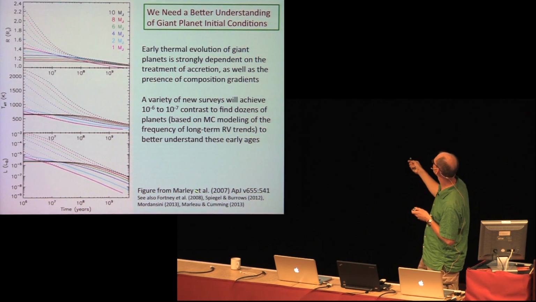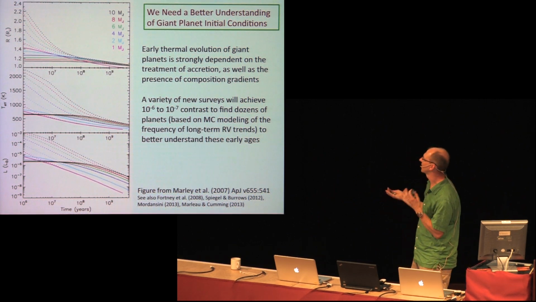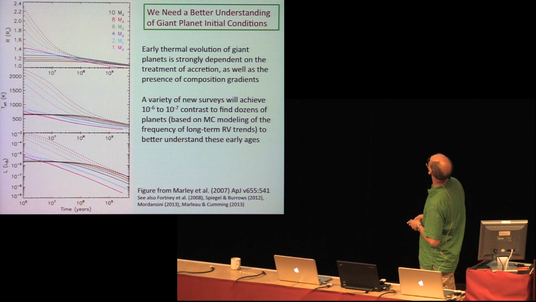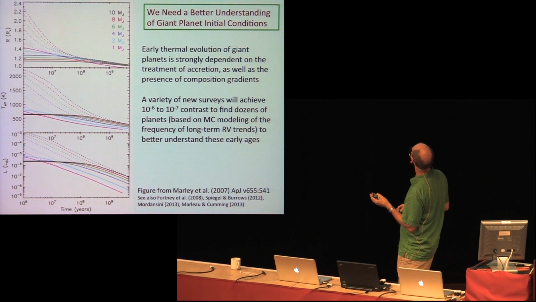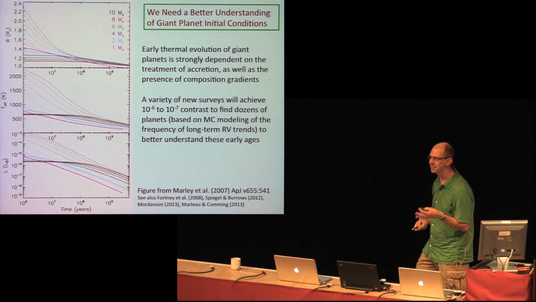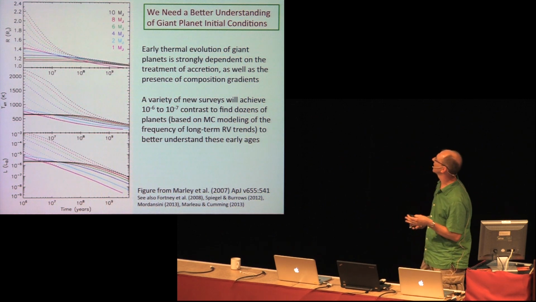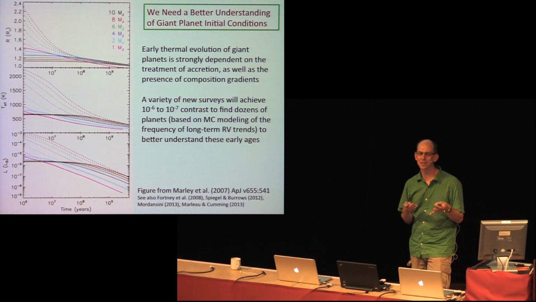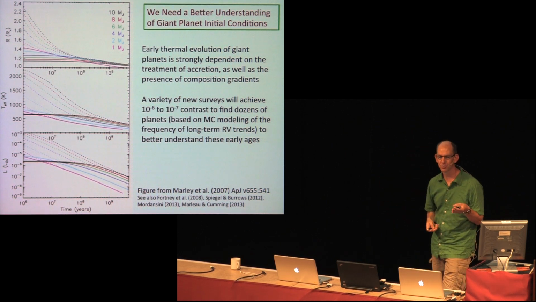These are models that we published with Mark Marley a few years ago. If you're familiar with directly imaged planets, this is hot start versus cold start. And basically, the early evolution of planets, whether or not they're hot or cooler, depends very sensitively on how you treat the thermodynamics of accretion. And so one of the nice things about direct imaging is that by imaging young planets from 1 to 100 million years, we can learn a lot more about the initial conditions for the structural evolution of planets.